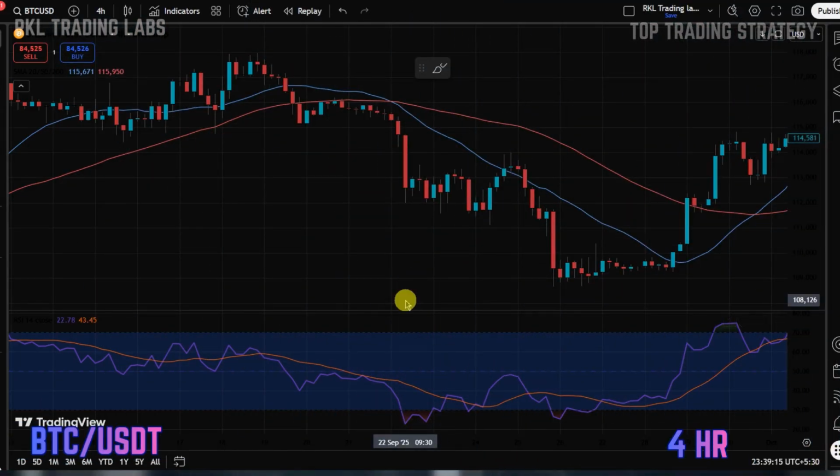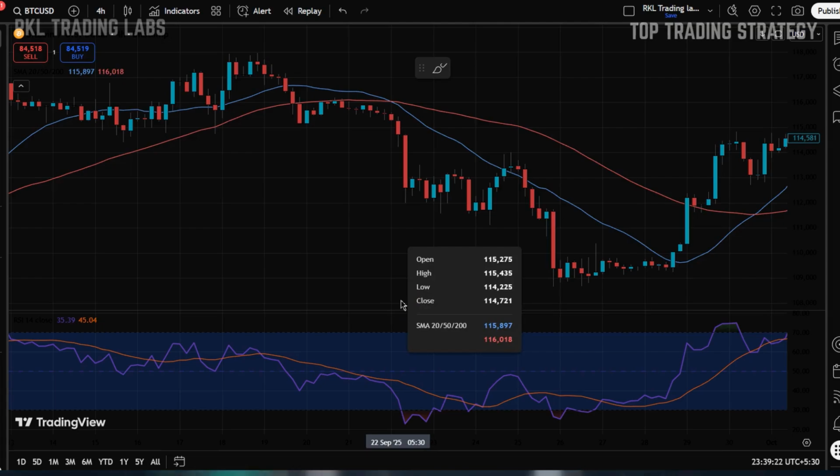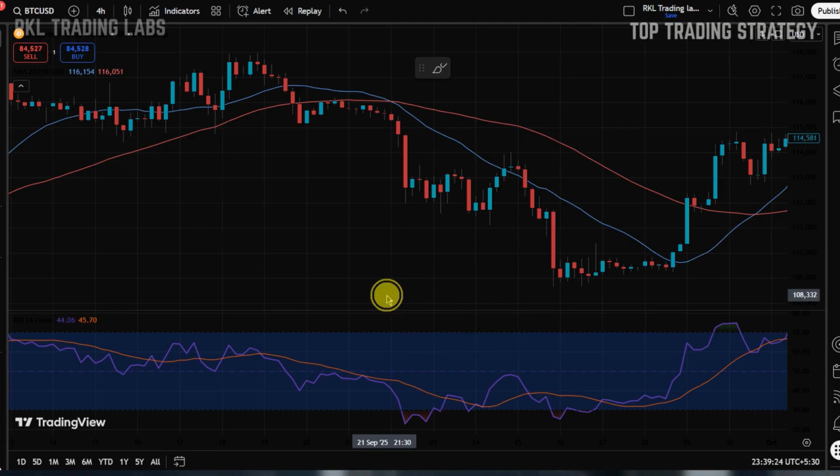First, look at the moving averages. Price is clearly above the 20 and 50 SMA. 20 SMA is above 50 SMA and both are almost parallel. That means we have a clean uptrend.